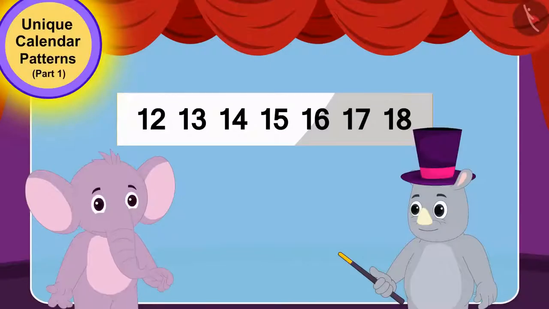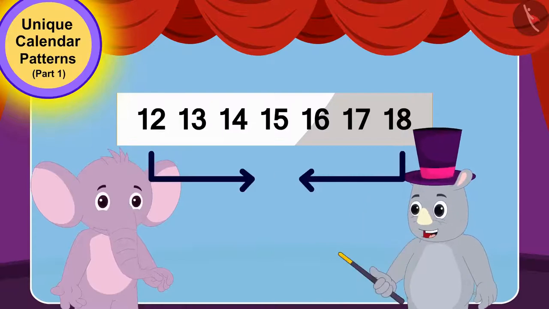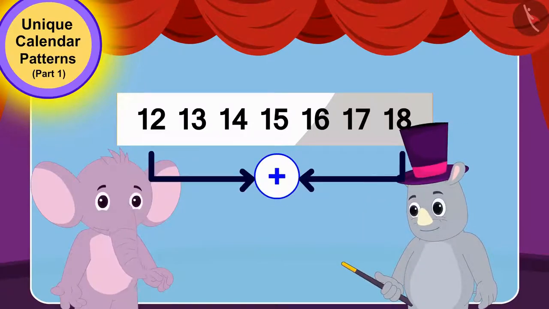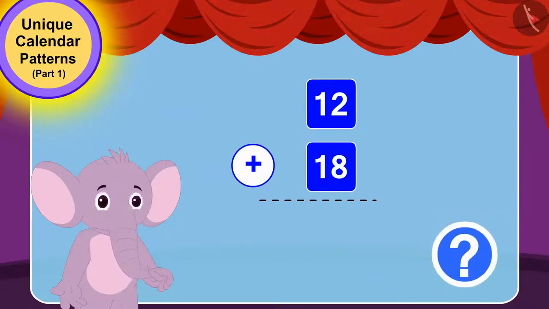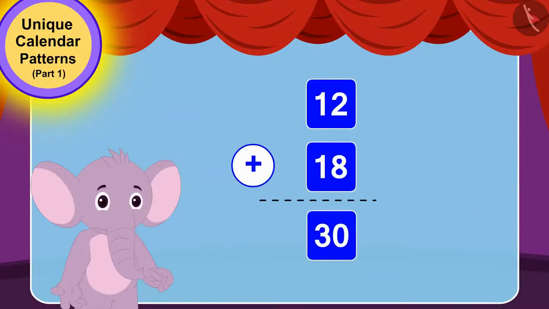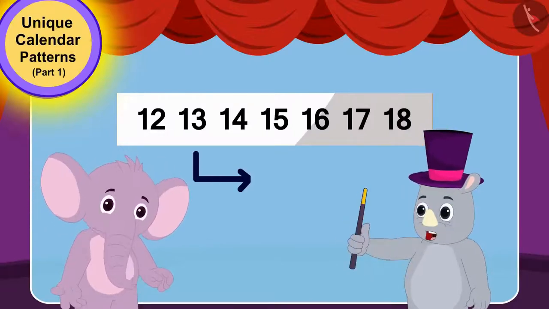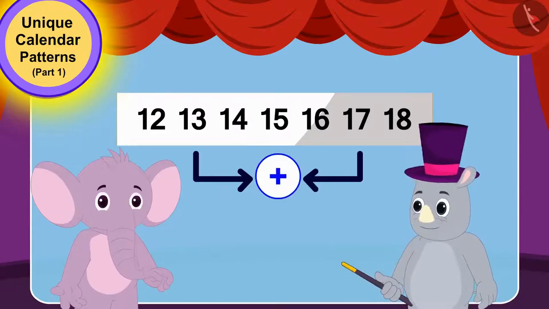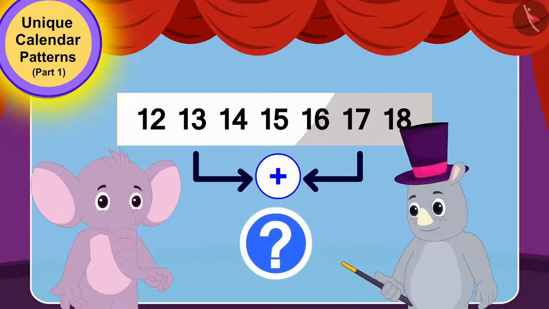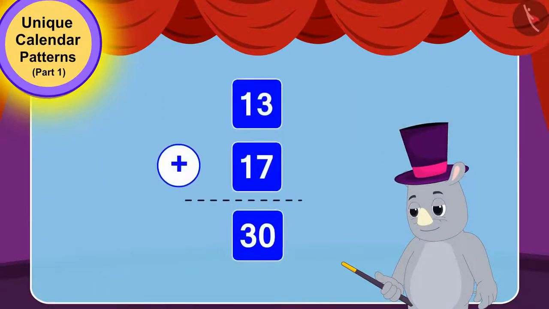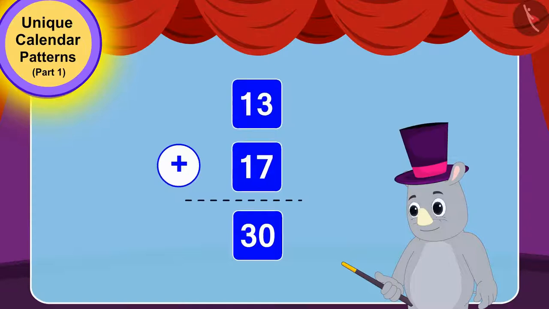Now, Gaggu told Appu that he had to add the first and last numbers of that horizontal line. Children, can you tell what 12 added to 18 is? Perfect! 30. Now Gaggu told Appu that even if he added the second and sixth numbers of that horizontal line, his addition would still be 30. Children, is this correct? Yes, Gaggu is right. If we add 17 to 13, we will still get 30.